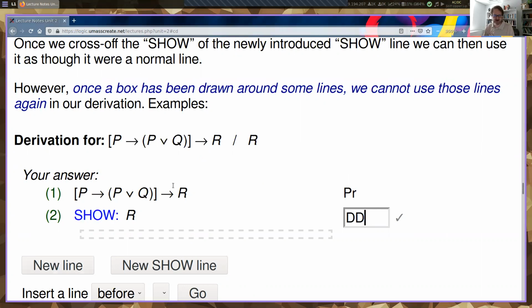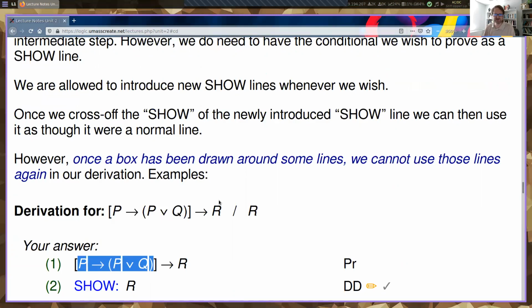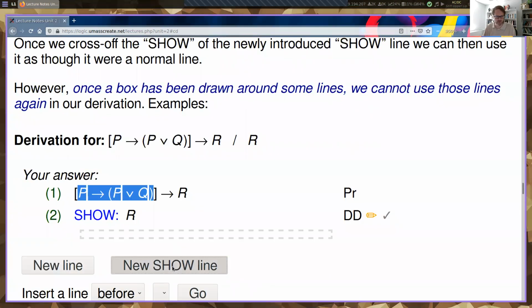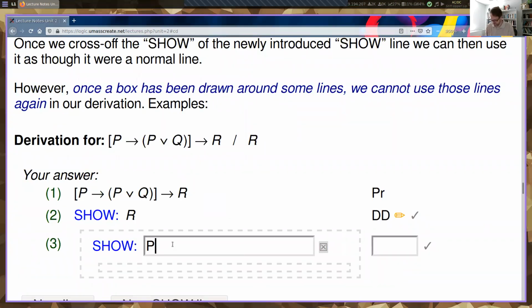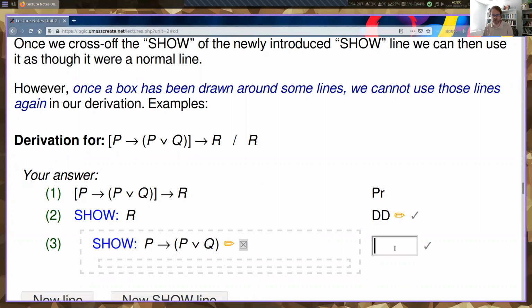So what do we do here? How do we show this? We have to use line 1, but we need P arrow P or Q. Now you're allowed to put in show lines whenever you want. It'd be nice if we could show this here. It'd be nice if we could show if P, then P or Q. And the way you show an arrow statement, since there's no arrow rule, is by conditional derivation, but we need a show line whose main operator is an arrow. So I'm going to put in a show line, click new show line, to show P arrow P or Q. Because if I can show that, then I can use line 1 to show R.